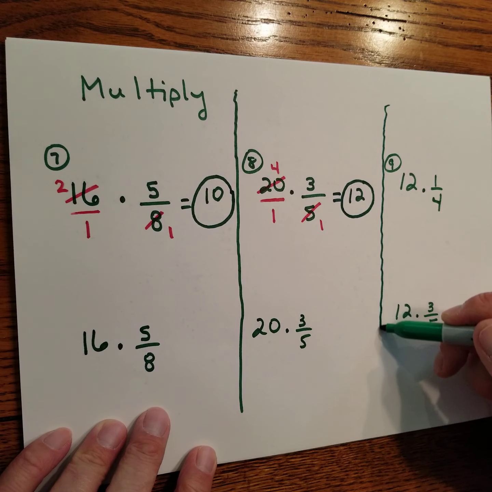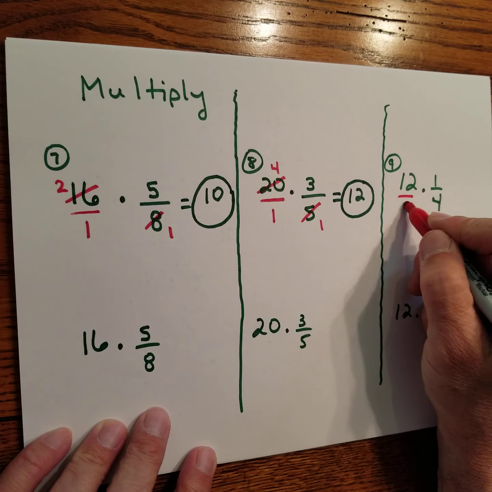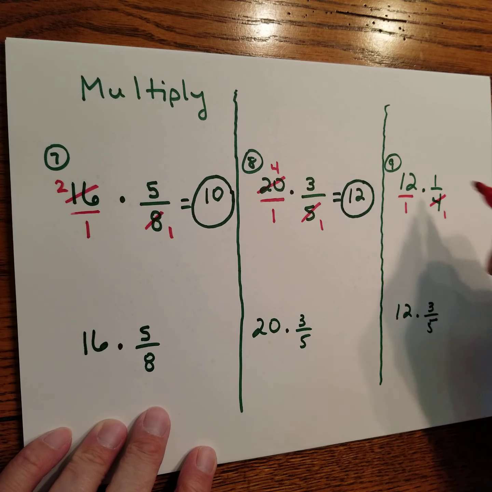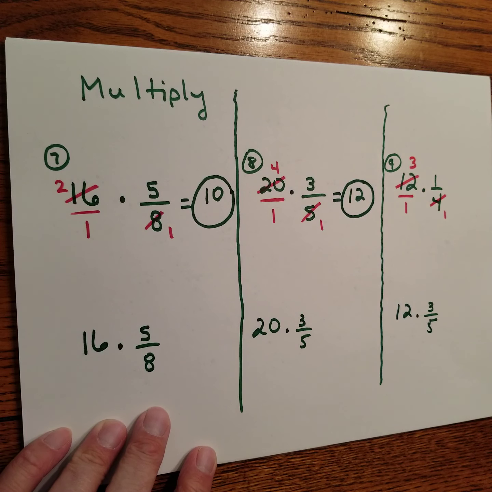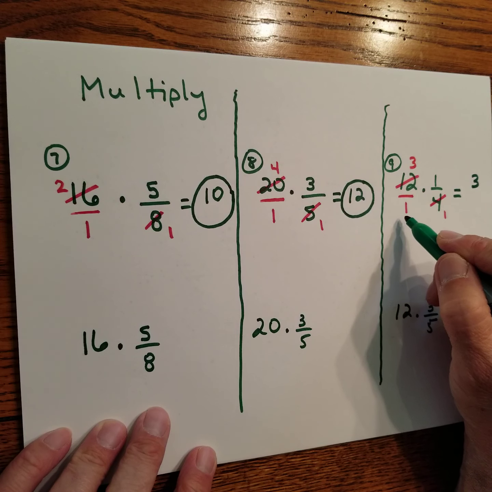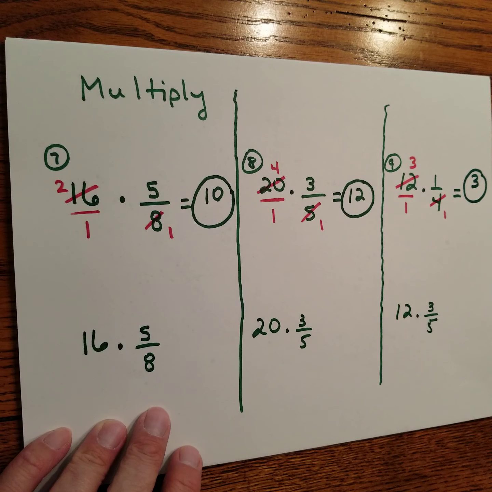Let's see if number 9 works just the same. Make the 12 look like a fraction. Reduce the 4 and the 12. Divide by 4. Divide by 4. Multiply the numerators. 3 times 1 is 3. Multiply the denominators. 1 times 1 is 1. We don't bother writing the 1 in the bottom.